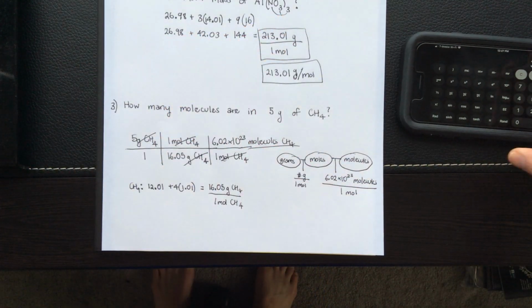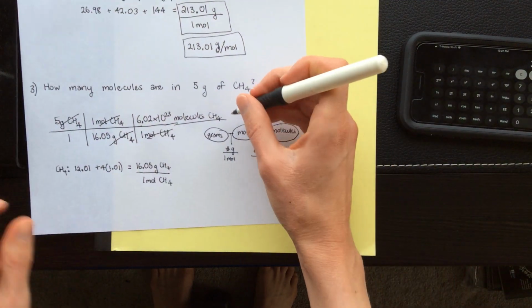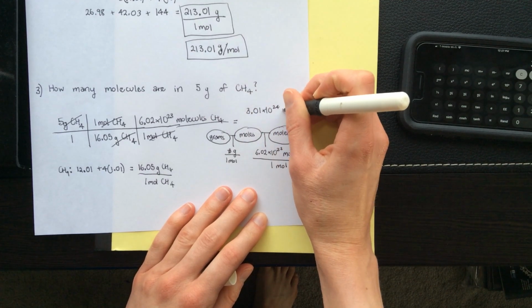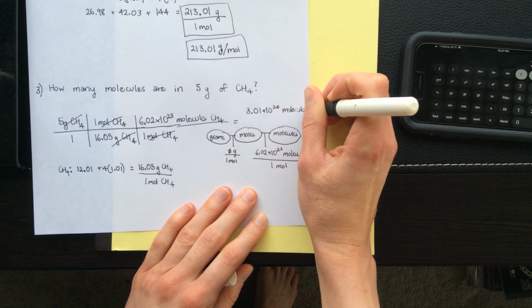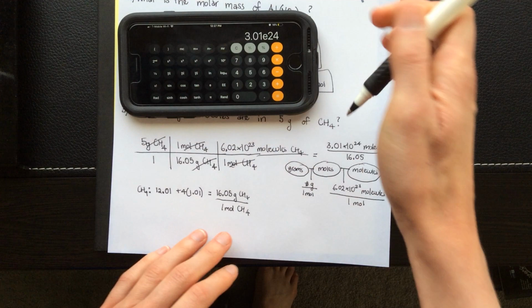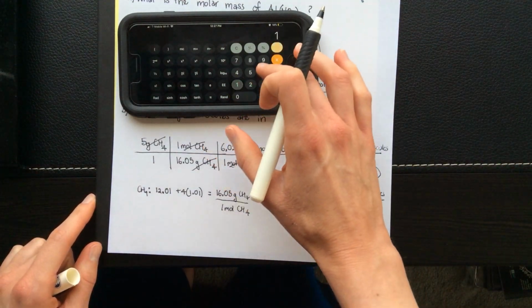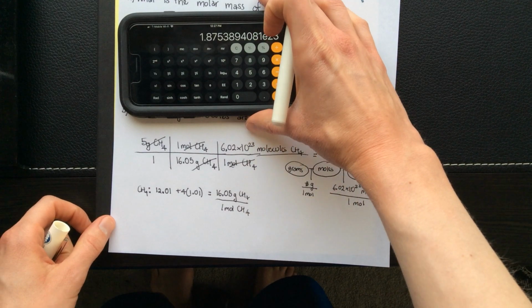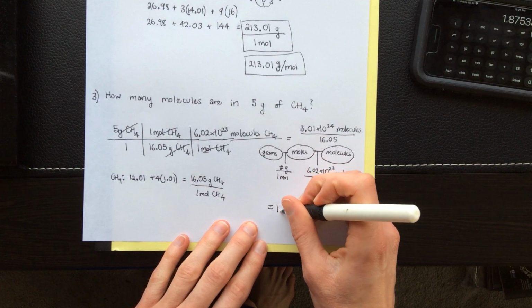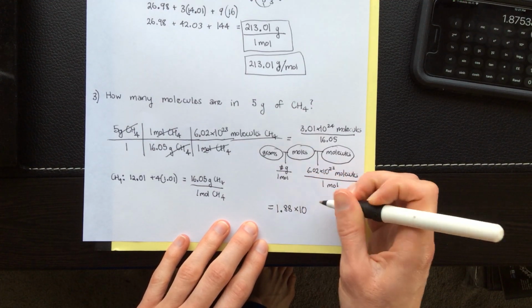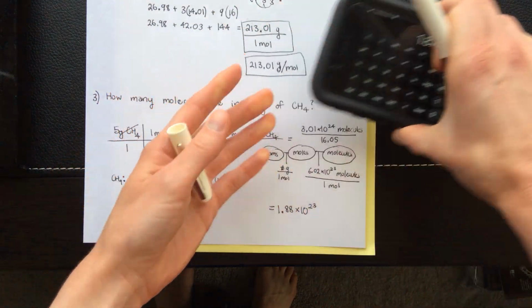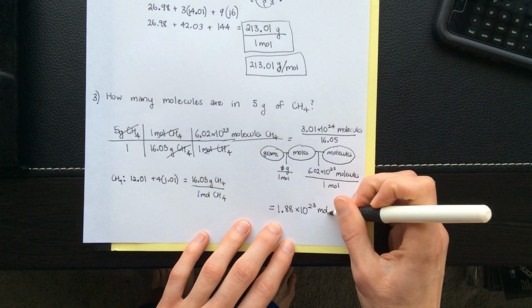Okay, 3.01 times 10 to the 24th molecules. And then that's still over 16.05. So I need to divide by 16.05. So that's going to be 1.88, we'll round that, times 10 to the 23rd. So don't forget, this E means times 10 to the 23rd molecules of CH4.